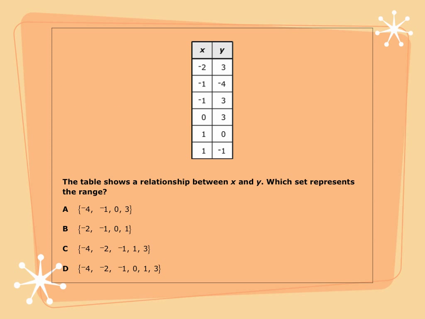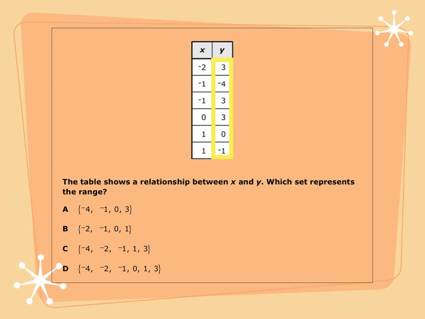The next example says the table shows a relationship between x and y. Which set represents the range? Remember, the range is the set of y values, so I'm going to highlight the y column. And again, I have 3 different 3s here, but I don't need to write 3 three times. I just need to include one 3 in my set for the range. So we write these just in numeric order, going from least to greatest.